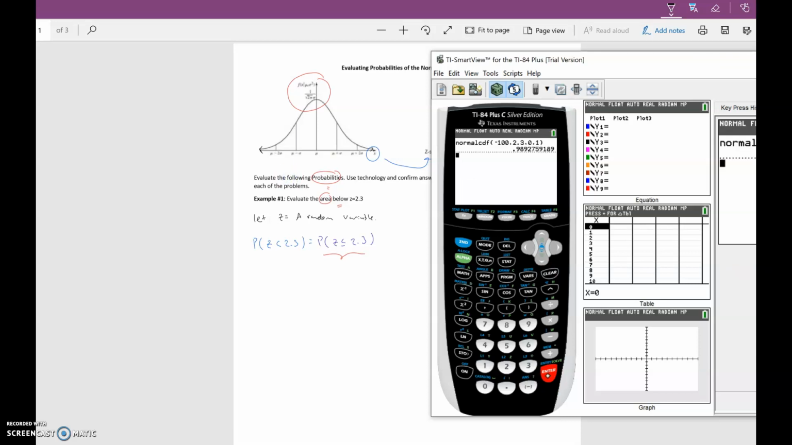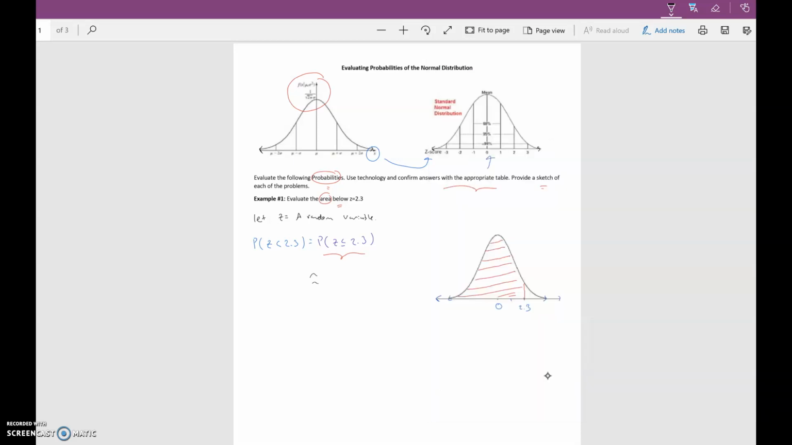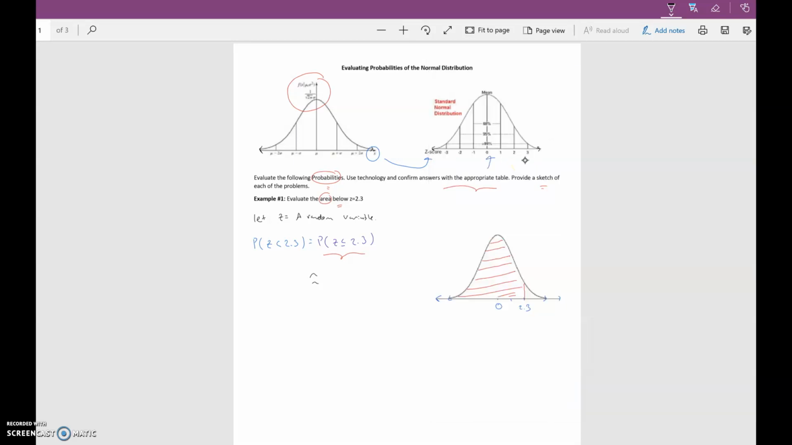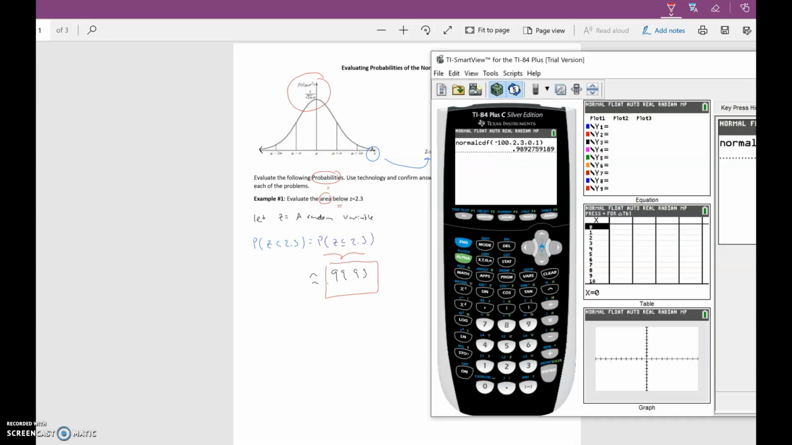Now, in this scenario, the probability that the z-score, or the area to the left, the z-score is less than 2.3, that's about 0.9893. That would be the actual probability that the z-score is less than 2.3. So I'm only using the negative 100 here to emphasize the negative infinity, and then it goes all the way to technically 2.3. So that would be the code.